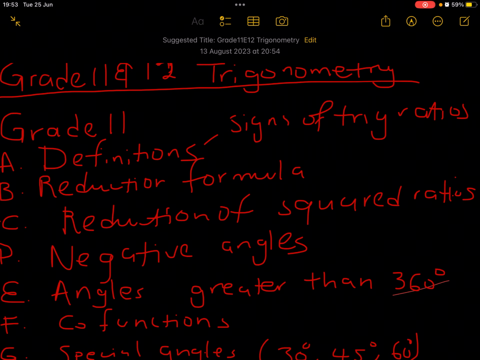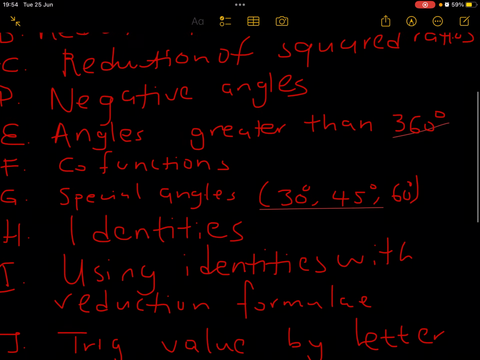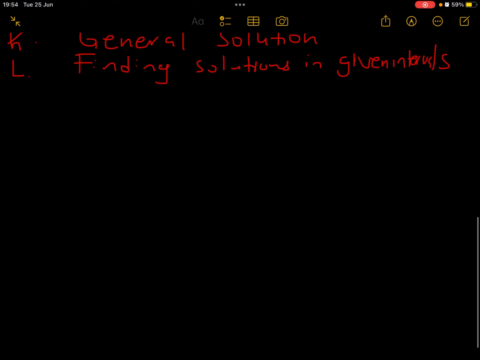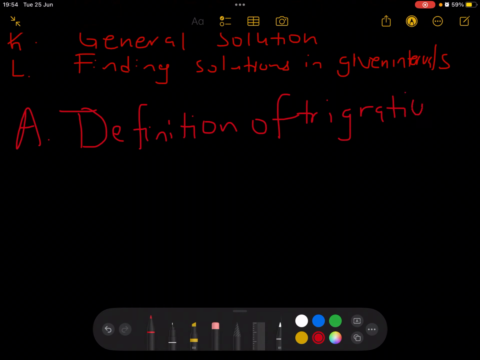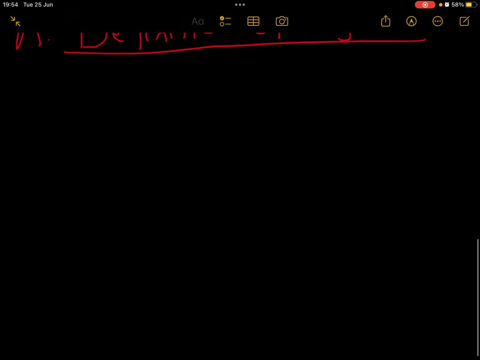Today I want us to look at one of our videos that we posted, where we're going to be doing content on trigonometry. Today our focus is mainly on the definition of the trig ratios. So number A, we introduce the definition of trig ratios. How do we define these trig ratios?